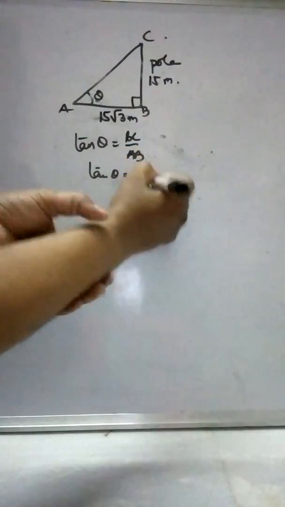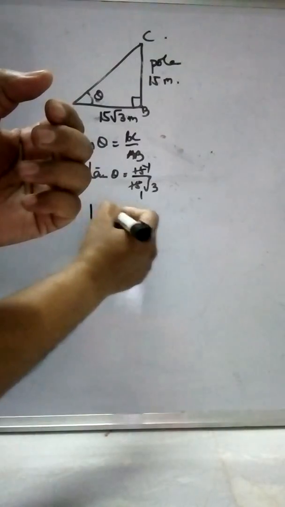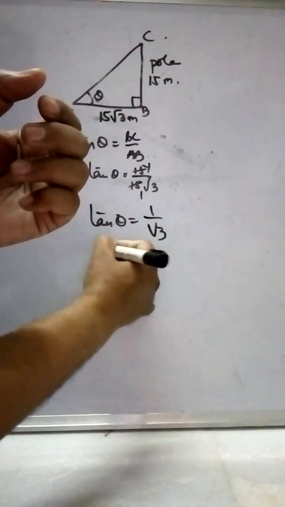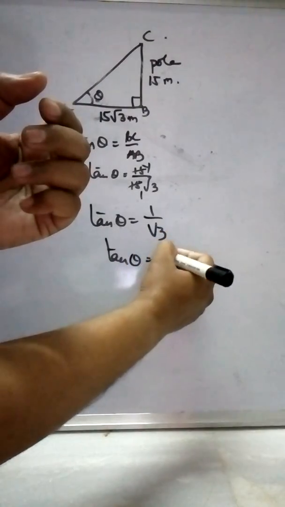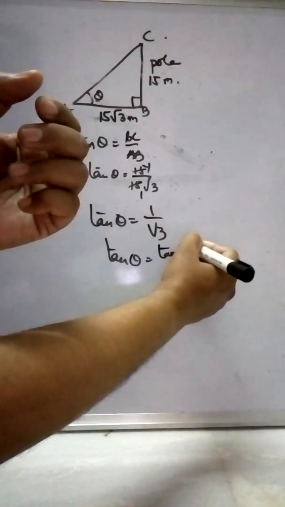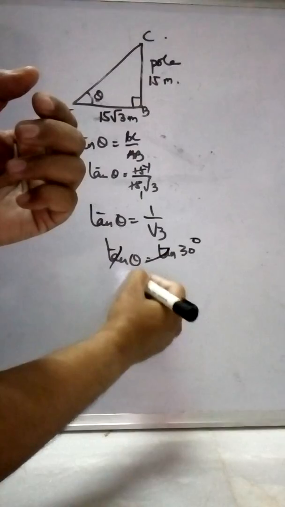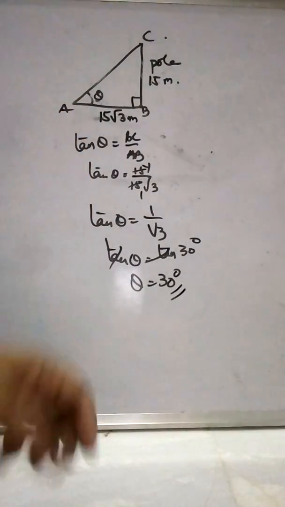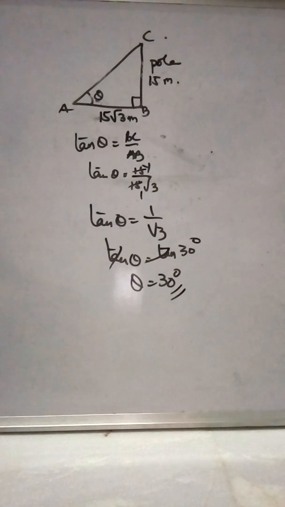15 one times, 15 one time goes. Tan theta is equals to 1 by root 3. Tan theta is equals to tan 30 degree. Tan gets cancelled. Theta is equals to 30 degree. So this is the angle of elevation that the sun's rays make with the ground at that time.